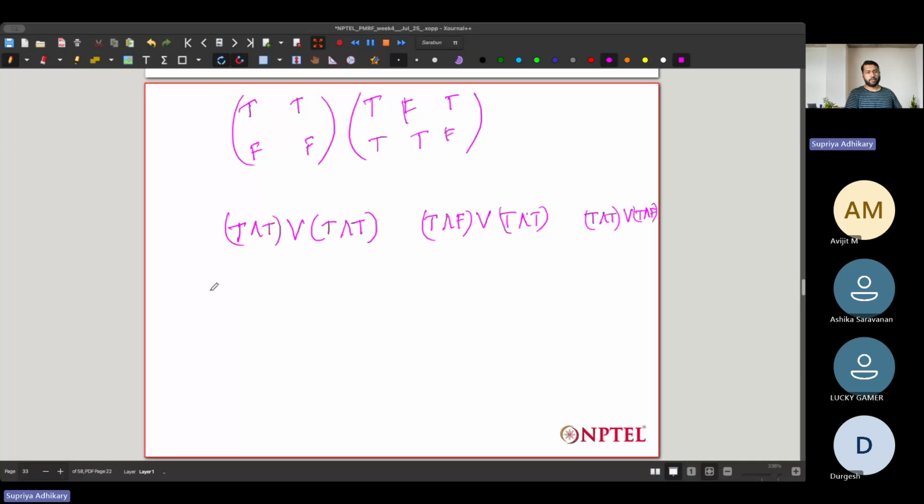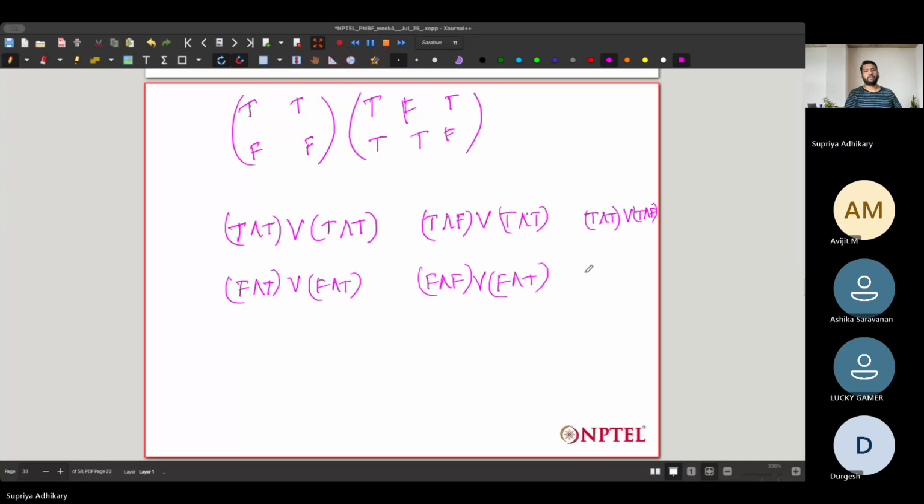Okay. And similarly over here it should be false, true, false, true, false, false, false, true, false, true, false, false. Okay. So this should be the final resultant matrix.